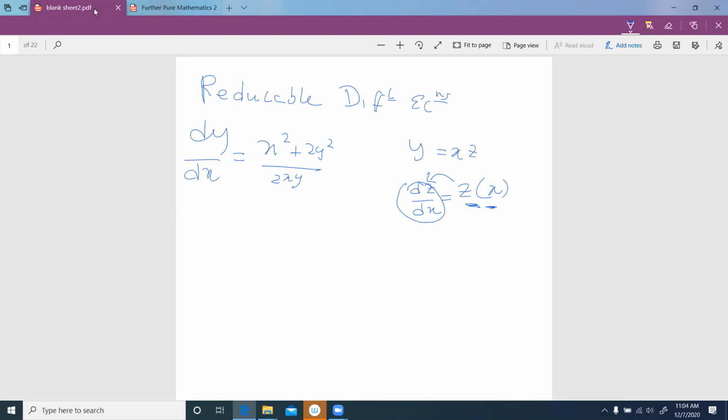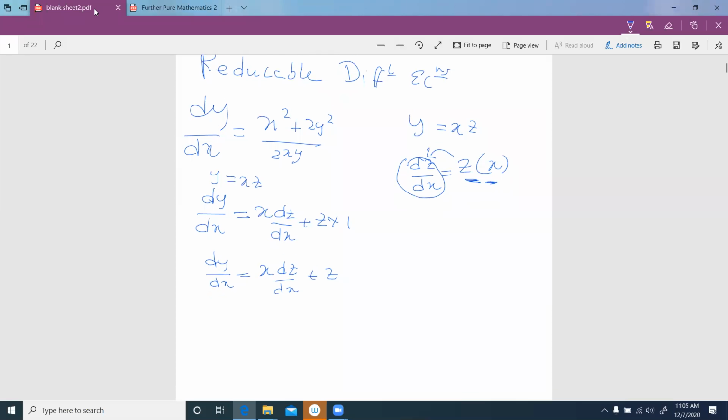Then from here you can say y equals xz. Then we need to find an expression for dy by dx from this equation. That's a step of doing it. From y equals xz, we differentiate in terms of x. Keep x and differentiate z, using the product rule: x times dz by dx. Then keep z and differentiate x. The differentiation of x is 1. So therefore you can write dy by dx equals x times dz by dx plus z. That is the answer for that.